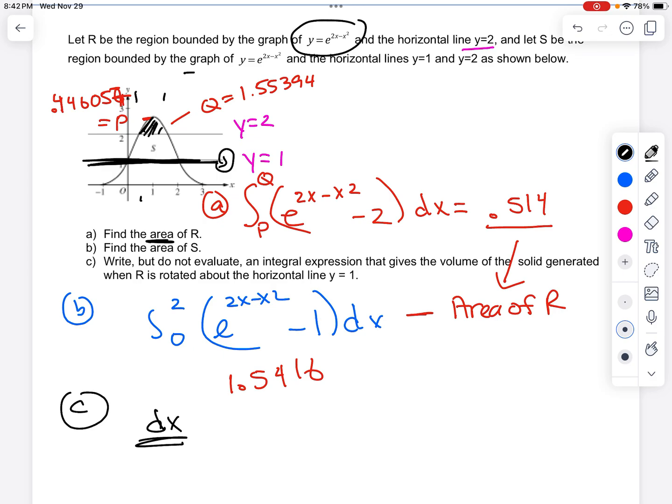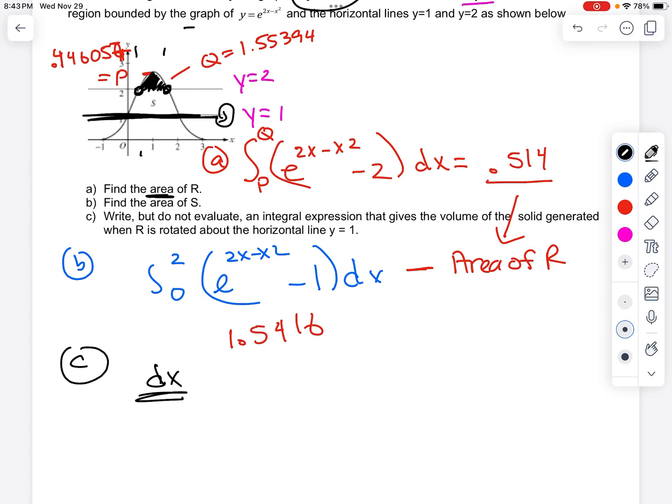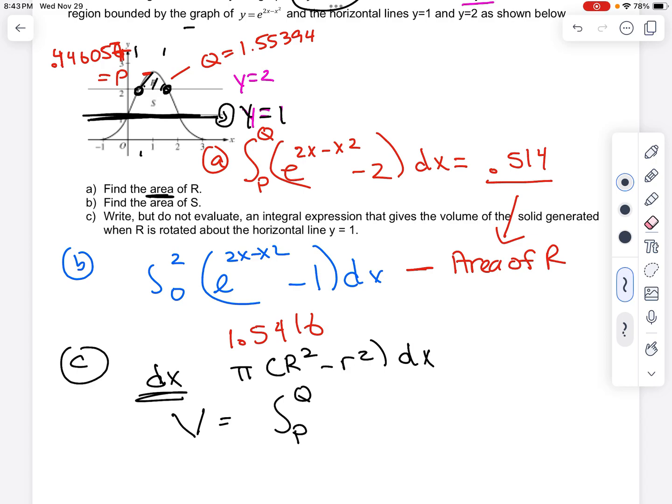Now, your bounds you can figure out because we're only looking at this shaded region. So your bounds are just going to be the bounds of that shaded region. It doesn't matter what you're revolving about. So we've got volume. I know my bounds are going to go from P to Q. And notice I do have a big gap between my shaded region and my axis of revolution, y equals 1 here. So I should be thinking pi big R squared minus little r squared. So this is what I'm trying to figure out. Let me actually do this in a different color so we can see it.